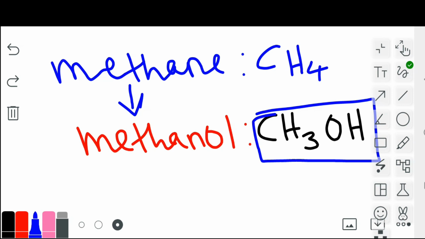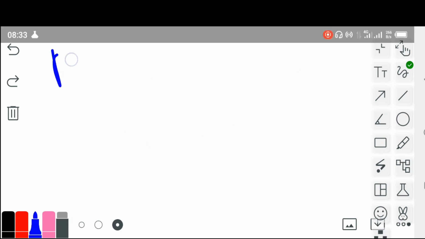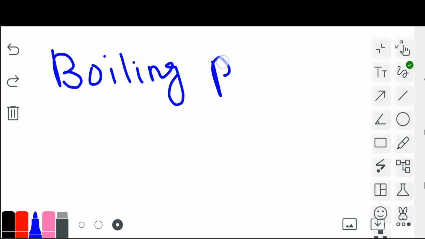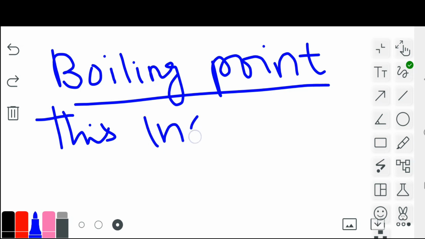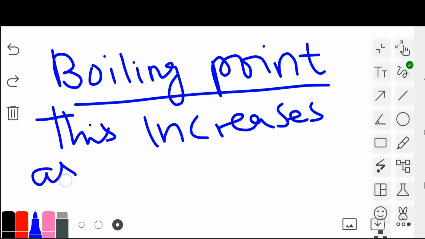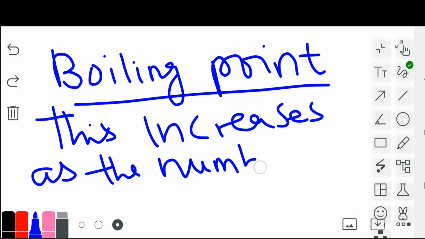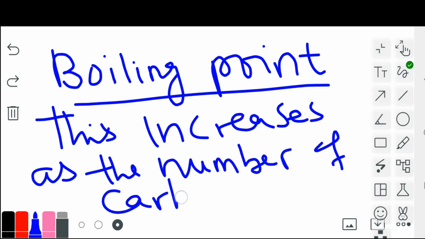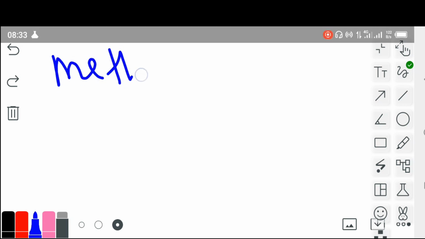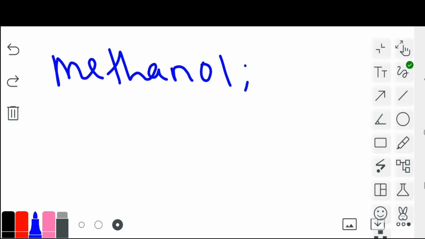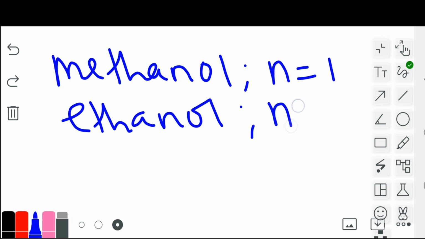Now again we'll look at boiling point. The boiling point increases as the number of carbon increases. So for example, if I've got methanol, in this methanol we know that our N equals 1, and in ethanol we know that our N equals 2.